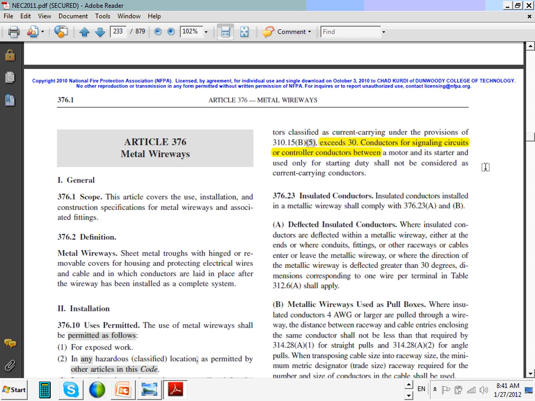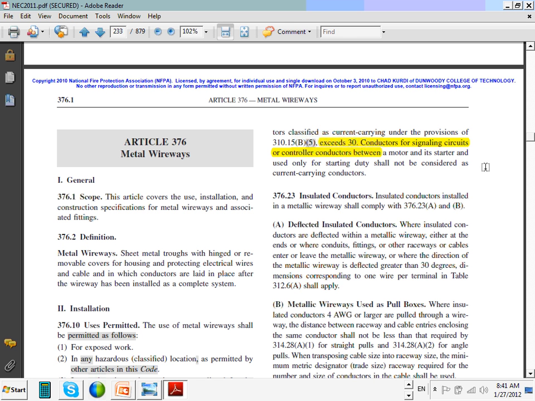wireways, because a conduit is completely enclosed. A raceway has covers on it, so dissipation of heat is higher, is better in a raceway than in a conduit. The code uses the term raceway, it seems like, for anything that contains conductors. A conduit is also a raceway. Yes.